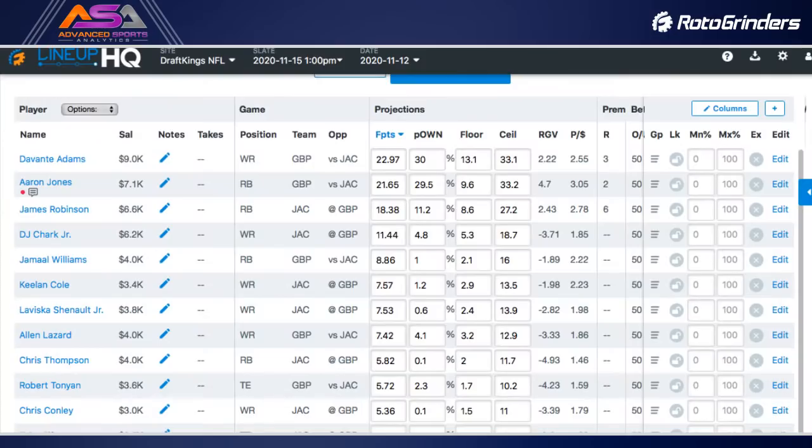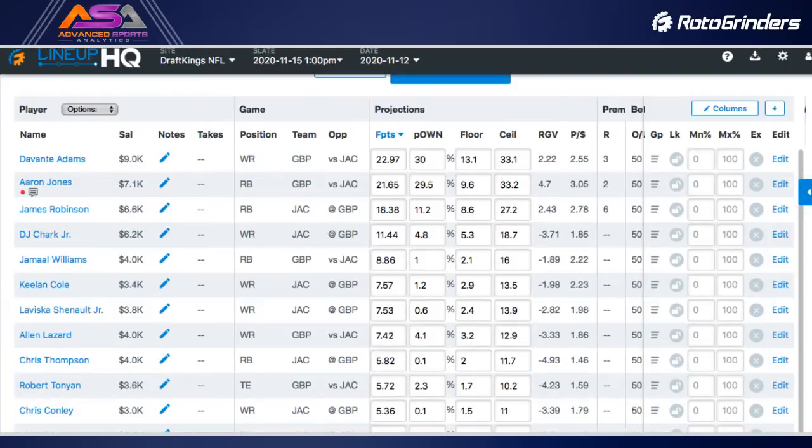And we're going to see two of the chalkiest expensive options at their positions in Aaron Jones and Davante Adams. But what offense is more condensed than the Packers? Between Rodgers, Adams, and Jones, that's where all the ownership is, but that's where all the points are. We currently have Adams projected at 30% ownership, Jones at nearly 30% ownership. Obviously, it's easy to fit one of them in with Mike Davis at 4K, and you may find some other cheaper value options.